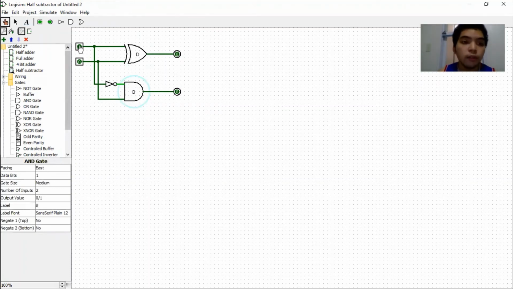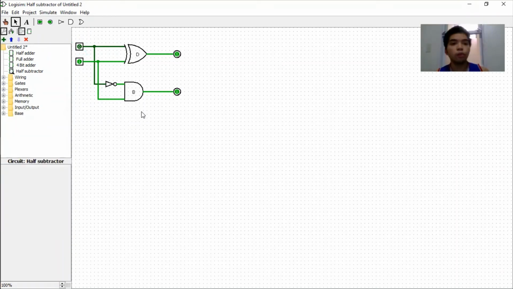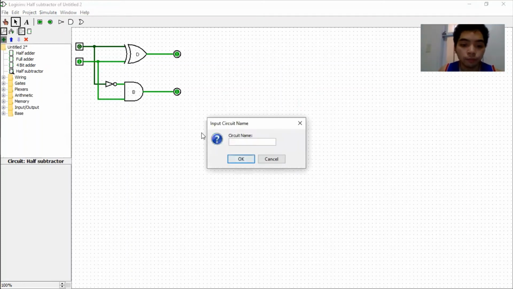So test it. 1 minus 1. If we have 1 minus 1, we will then have the difference of 0 and the borrow of 0. If we try 0 minus 1, the output must also be 1, and there is a borrow of 1 for the next bit. So after we did the half subtractor, we now need to make the full subtractor.